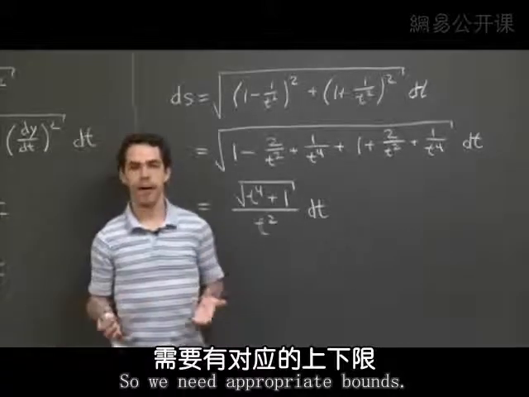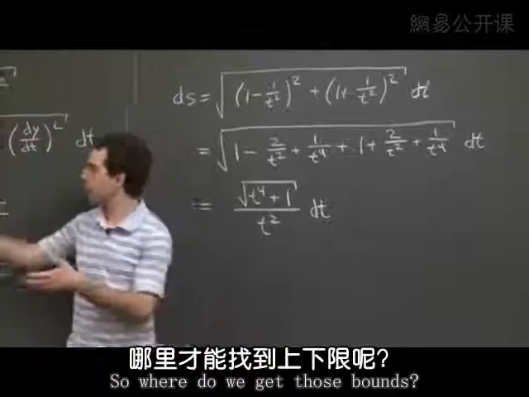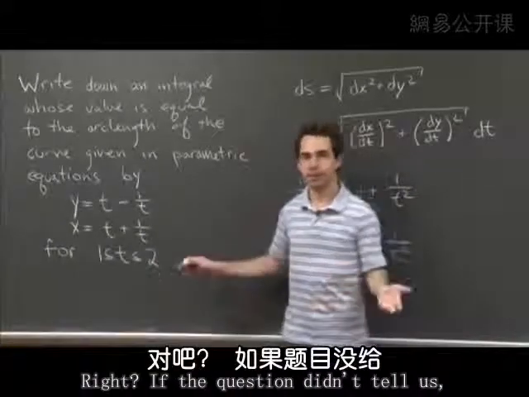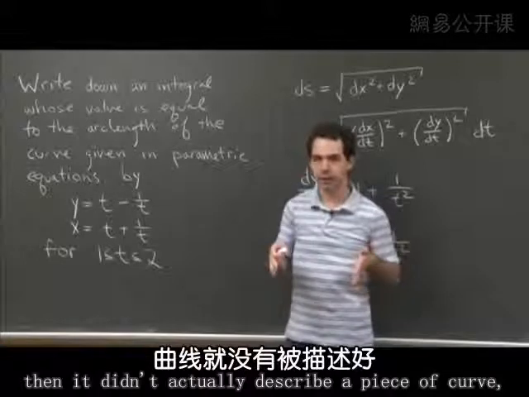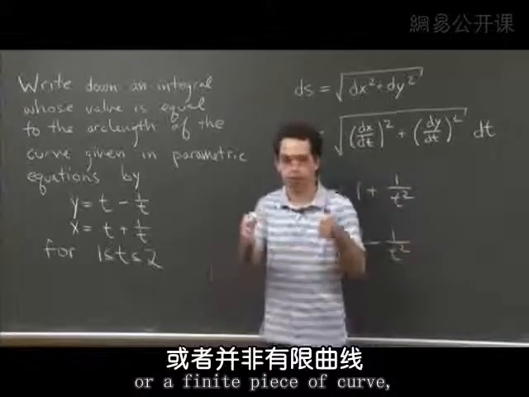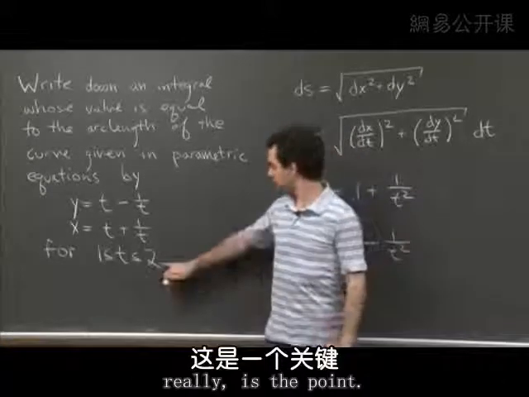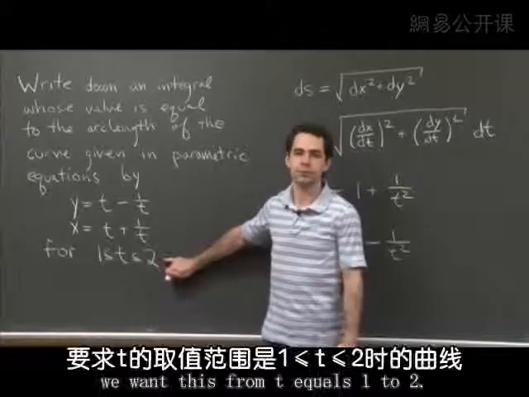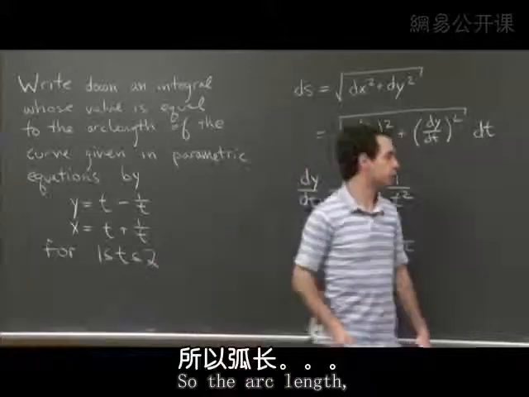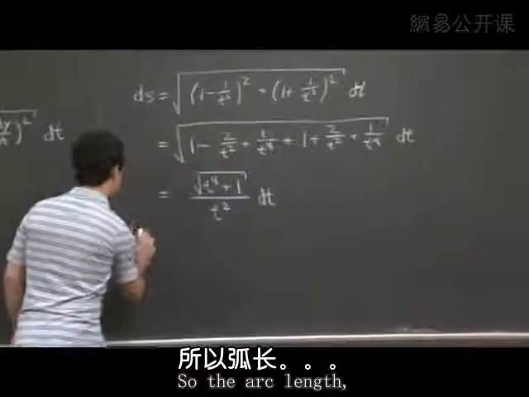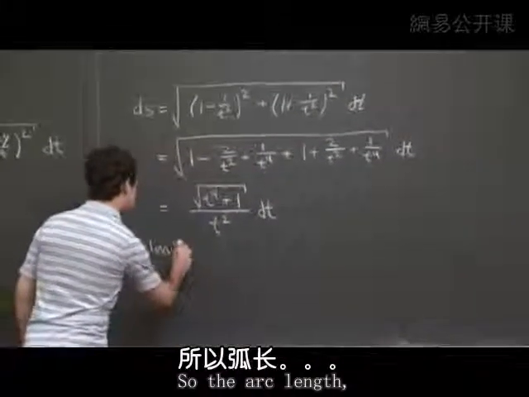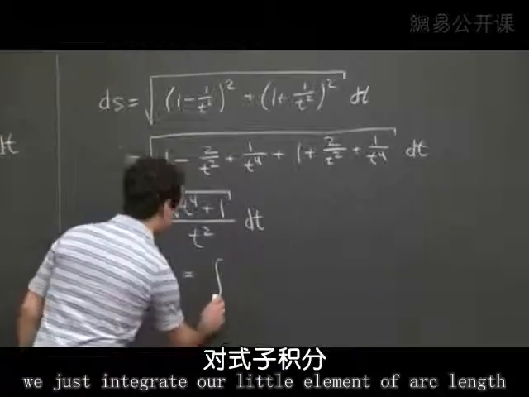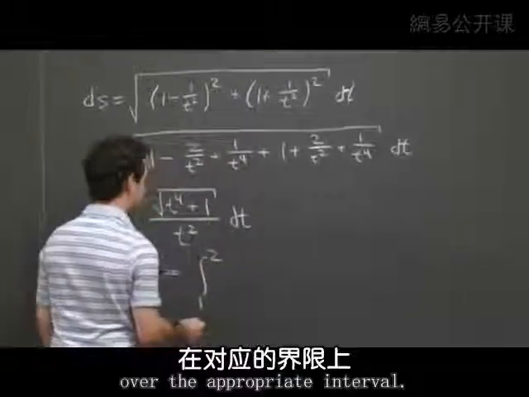So we need appropriate bounds. Where do we get those bounds? Well, we go back to the question, and here the question had to have told us. If the question didn't tell us, then it didn't actually describe a piece of curve, or a finite piece of curve, really is the point. So the question tells us that we want this from t equals 1 to 2. So the arc length, we just integrate our little element of arc length over the appropriate interval.